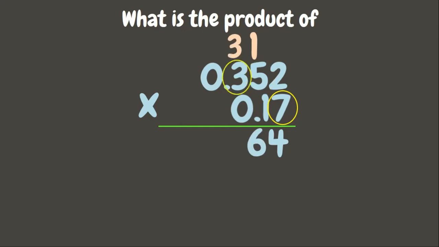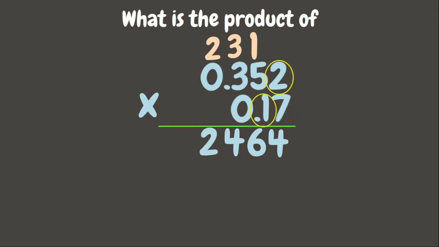7 times 3 is 21. Plus 3 is 24. Write 4, carry 2 to the next place value. 7 times 0 is 0. Plus 2 is 2. Next one.